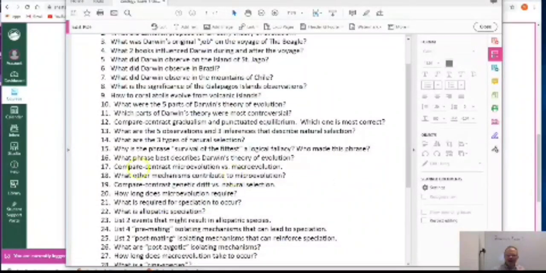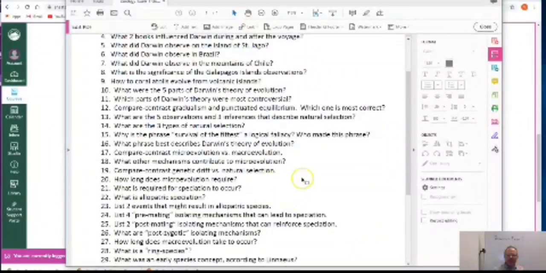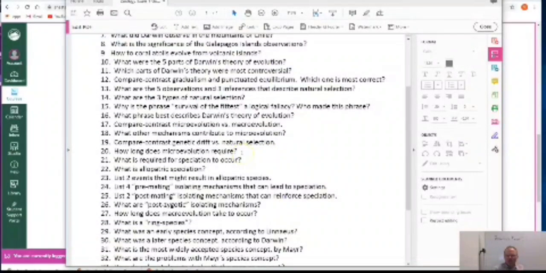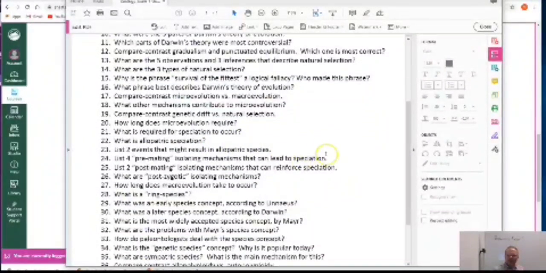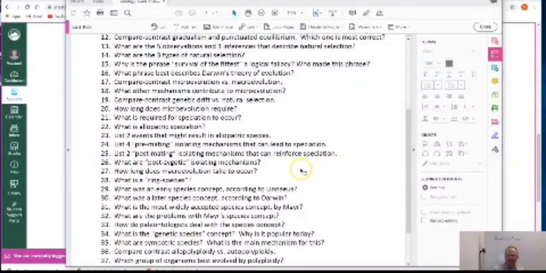All right, you should know microevolution versus macroevolution, the mechanisms that contribute to microevolution: natural selection, and there were a number of other mechanisms, sexual selection, genetic drift, and mutation. We had some idea of the duration that's required for microevolution to be converted into macroevolution. Allopatric speciation is our primary mechanism for speciation that we discussed, and so I had pre-mating and post-mating isolating mechanisms, and so you can go ahead and review these. There certainly will be some scenarios that you will have to describe as being a pre-mating or post-mating mechanism.